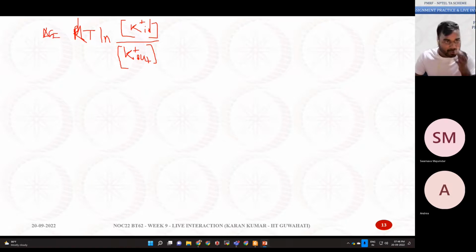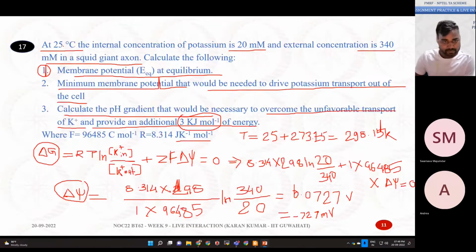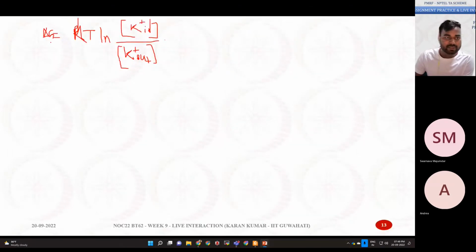If you are not including the membrane potential, then you need not add the Z term. Only if you are adding the membrane potential do you need to add ZF delta psi. Here you have been asked only regarding K plus and the pH gradient that would overcome the unfavorable transport of K plus, which provides the 3 kilojoule per mole. So you only need this equation, delta G equals RT ln of the concentration ratio, which is the main equation of delta G, giving free energy.